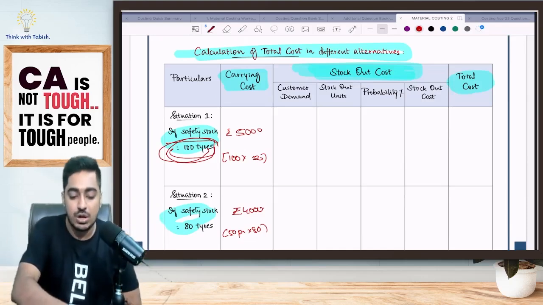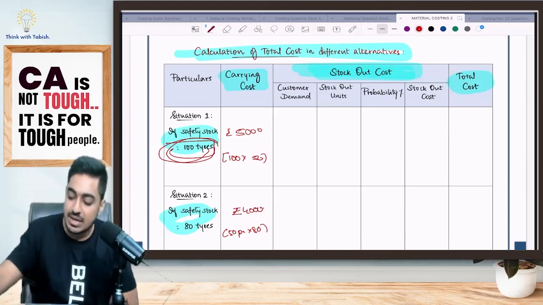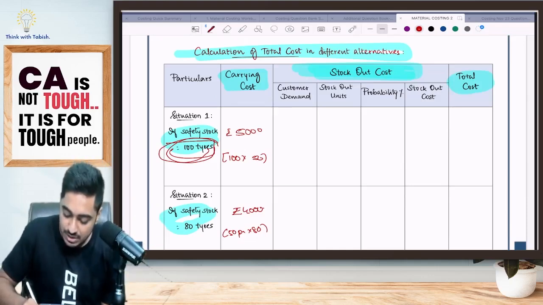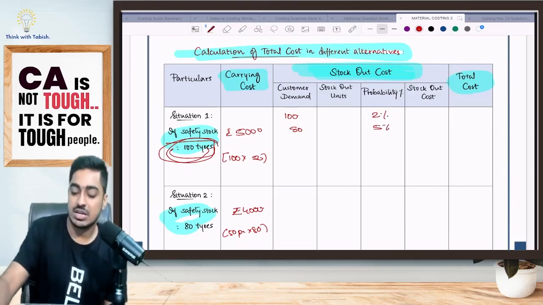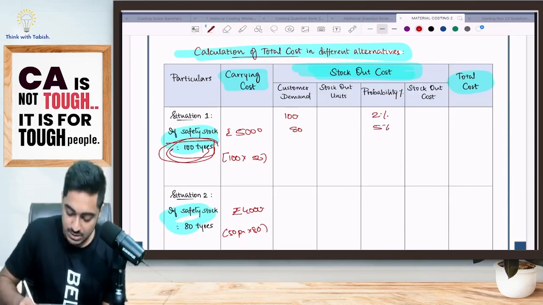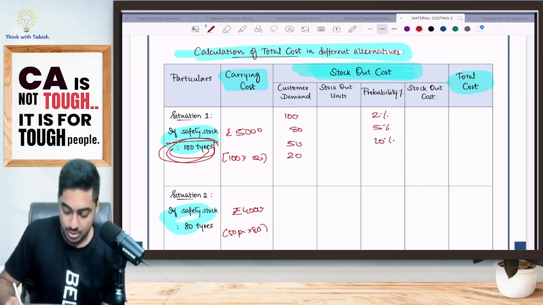Now tell me what all my customer can demand. Pay attention. Customer can come and ask for 100 tires. What is the percentage of that happening? 2%. Customer can ask for 80 tires. What is the percentage of that happening? 5%. Customer can come and tell, yes, boss, give me 50 tires. What is the percentage of that happening? 10%. Customer can come and ask for 20 tires. What is the percentage of that happening? 20%.